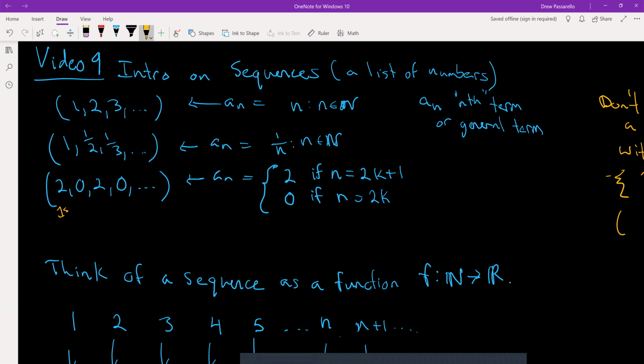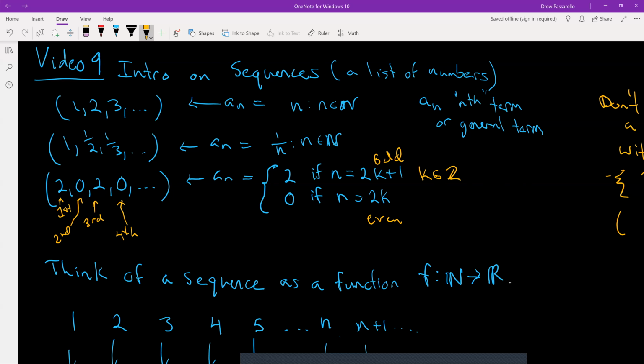So that's how I can say this in general format, or general term, the nth term. It's either going to be 2 or 0. It's 2 if n is 2k plus 1, where k is an integer. That just means it's odd. And then n equals 2 times k, where k is an integer, is going to be even. So it's 2 when the term is odd numbered. It's 0 when the term is an even numbered term.